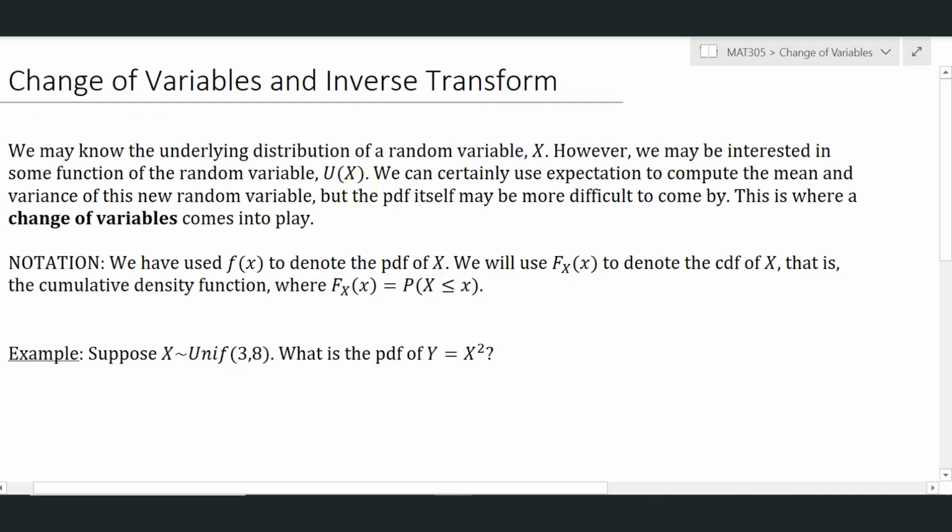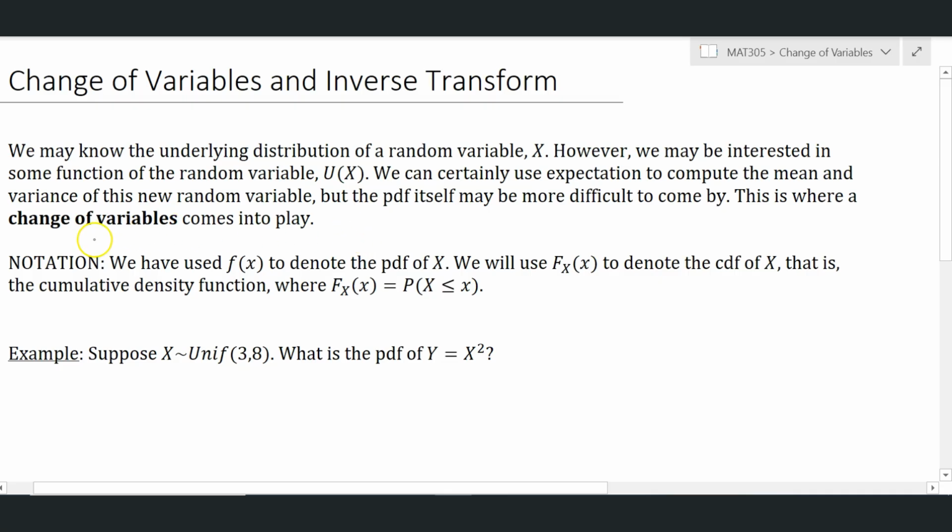Well, in short, it ends up being a gamma random variable, but we'll emphasize the idea that we can apply expectation to get the mean and variance of the new random variable, but the PDF itself, its structure, may be a little bit more difficult to come by without applying some sort of technique. So this is where change of variables comes into play. And from calculus, this might be something you would have called u substitution. It's a way to deal with a change in the variable name.